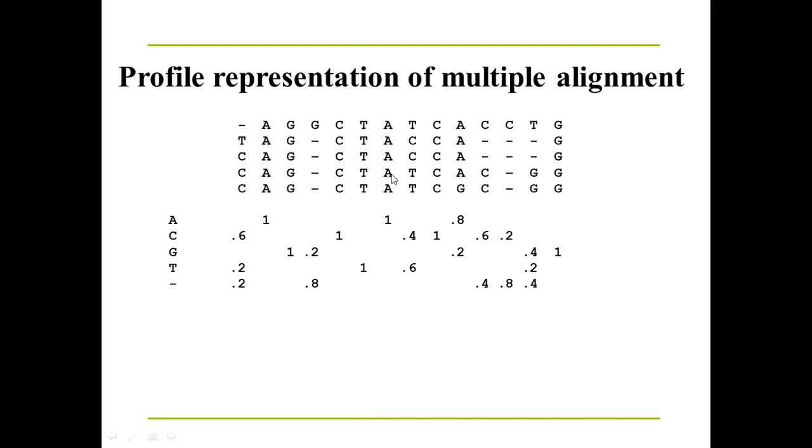Similarly with the C, T, A, and now we have C as 0.4 and T as 0.6. Then we have C with 1 and A with 0.8 and G with 0.2. Again, we have a gap here with 0.2 and 0.8, and then we have 1. So this is a very small example for understanding.